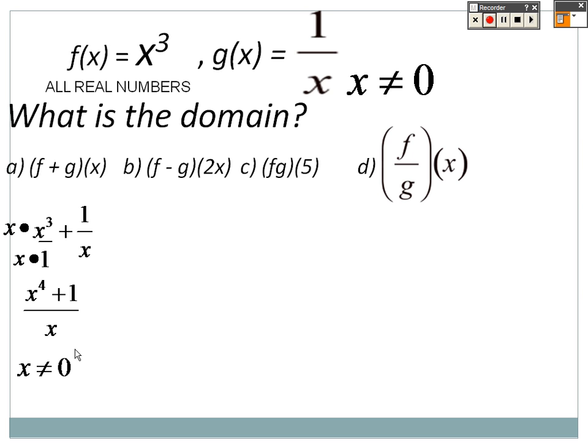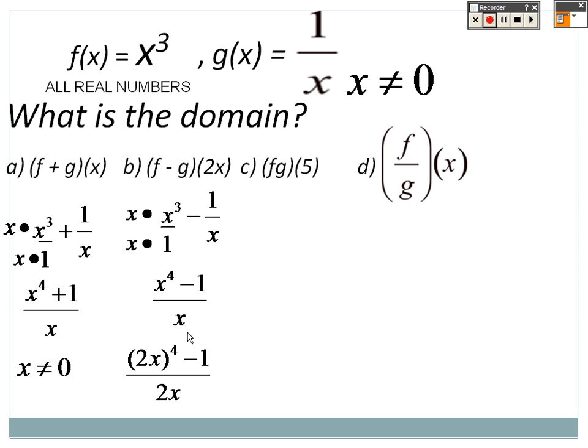So it'll go from negative infinity to 0, with a curved bracket at 0, union, curved bracket 0 to infinity, because it cannot equal 0. So that's where they overlap. Subtraction will be identical. The problem will literally be identical, except it's x to the fourth minus 1. Still the same thing applies.